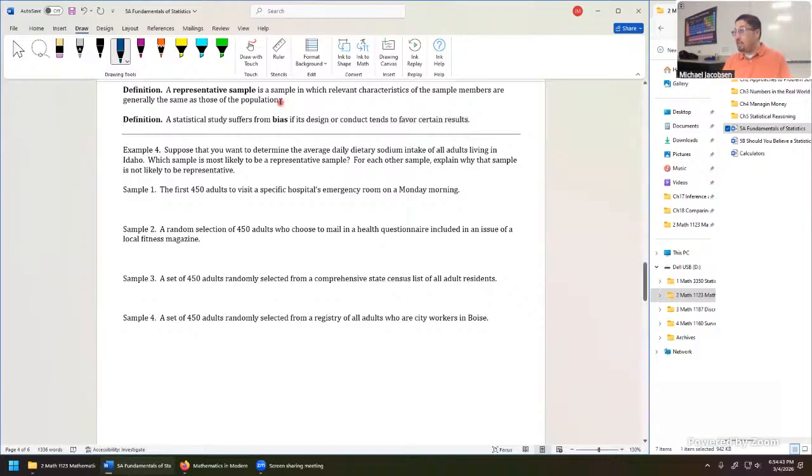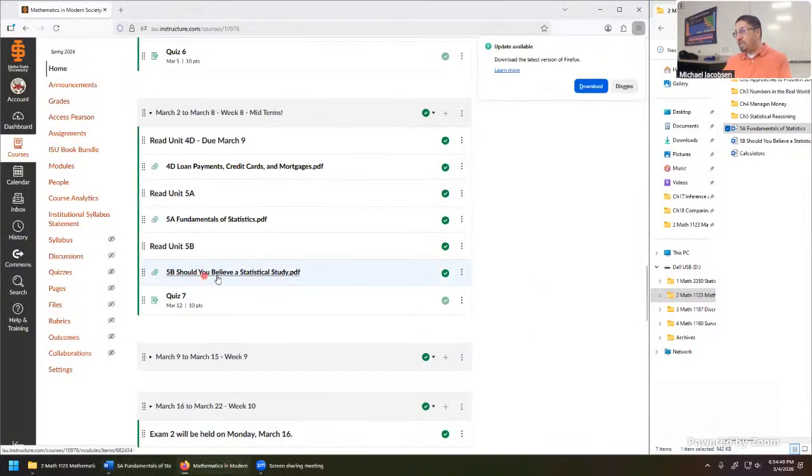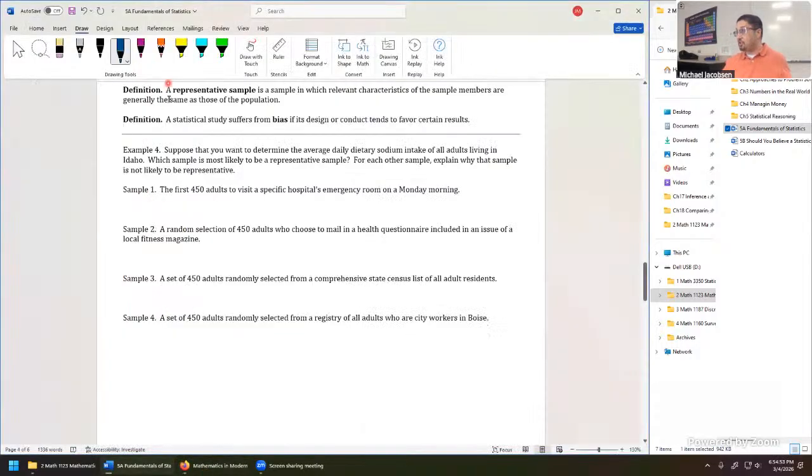So there's lots of things we can talk about with representative samples and biases. We'll be looking into them a lot more in 5B, should you believe a statistical study. So this is really just our first look into these two topics. Well, we'll study them under the context of example 4, which has 4 different kinds of sampling designs. Any questions about the 2 definitions at the moment?